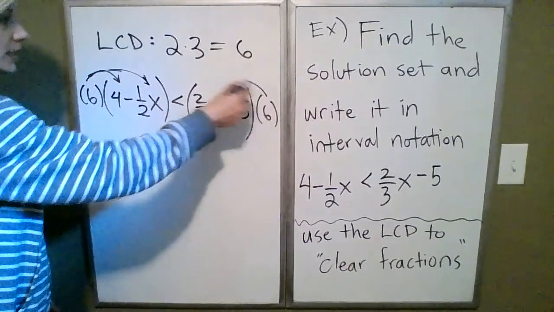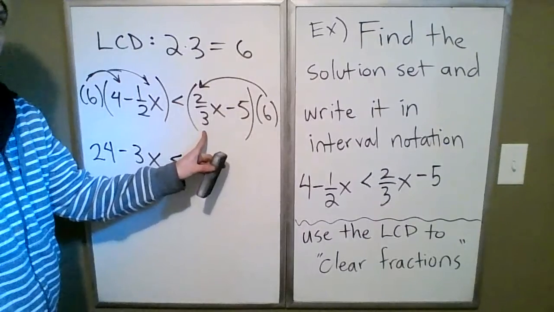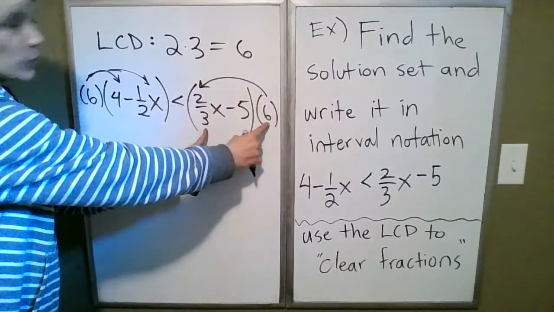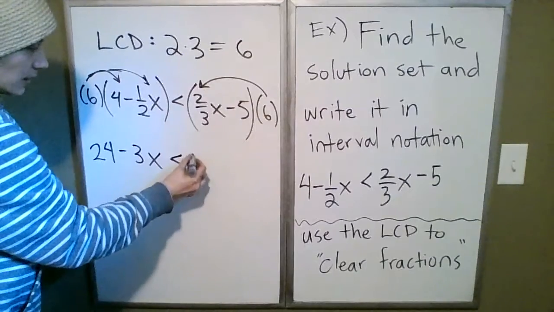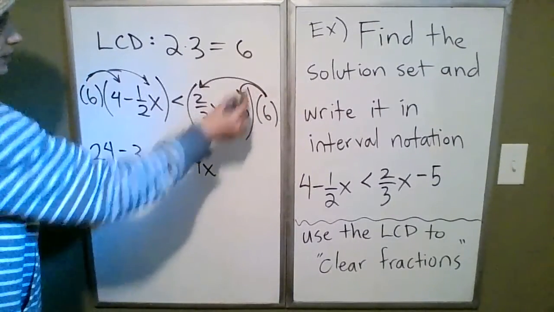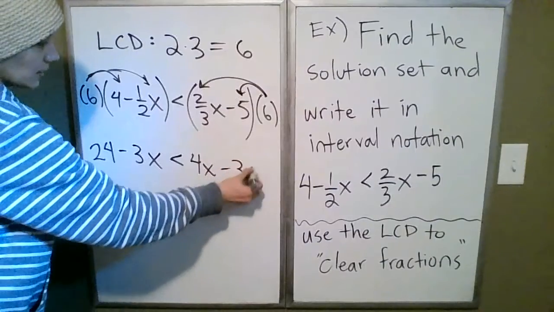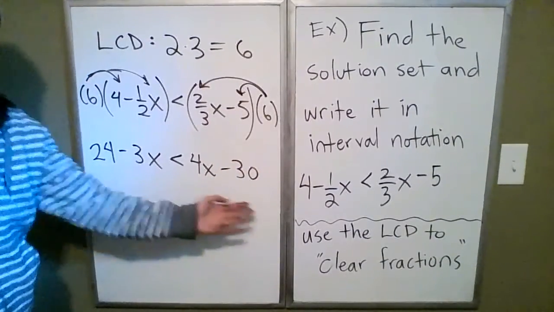And distribute 6 on this side. 6 times 2/3. The 6 over 3 will leave 2, and that 2 times 2 is 4. 6 times negative 5 is negative 30. Okay, so all the fractions are gone.